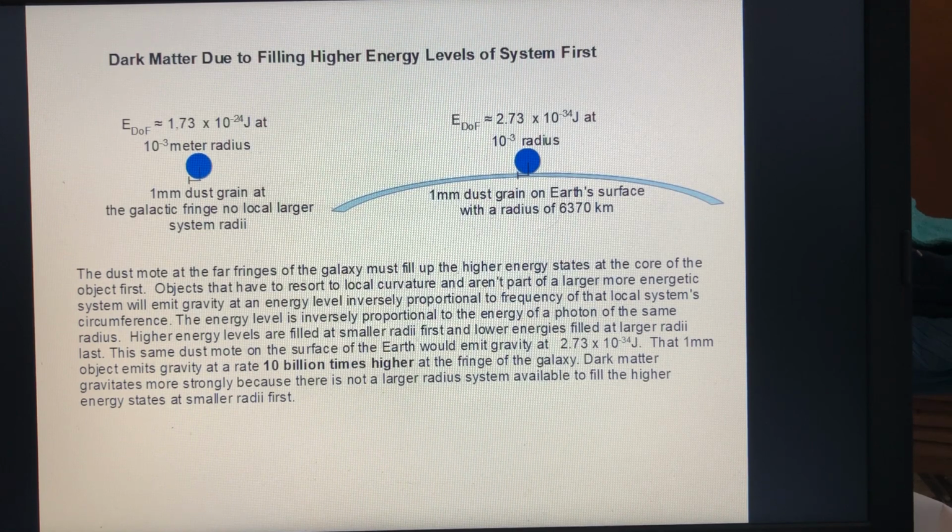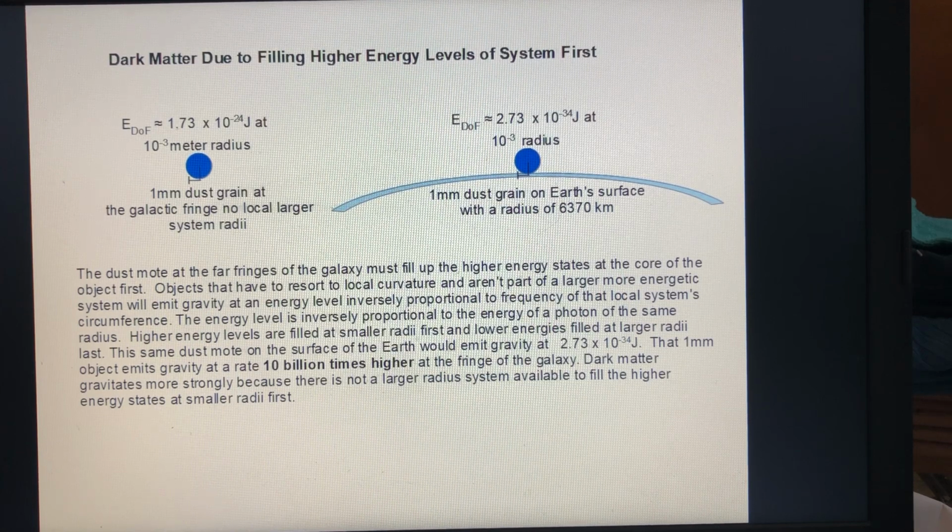The dust mote at the far fringes of the galaxy must fill up the higher energy states at the core of the object first. Objects that have to resort to local curvature and aren't part of a larger, more energetic system will emit gravity at an energy level inversely proportional to the frequency of that local system circumference. The energy level is inversely proportional to the energy of a photon of the same radius. Higher energy levels are filled at smaller radii first, and lower energies filled at larger radii last.